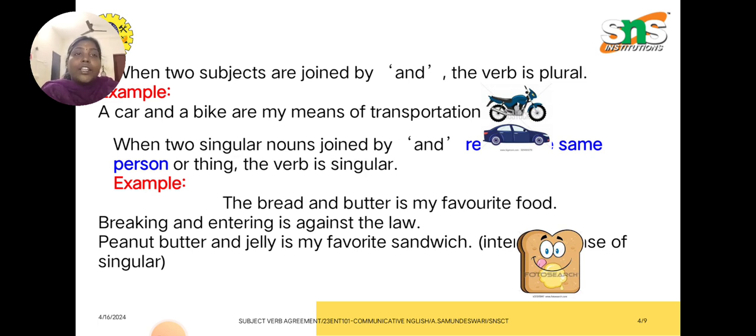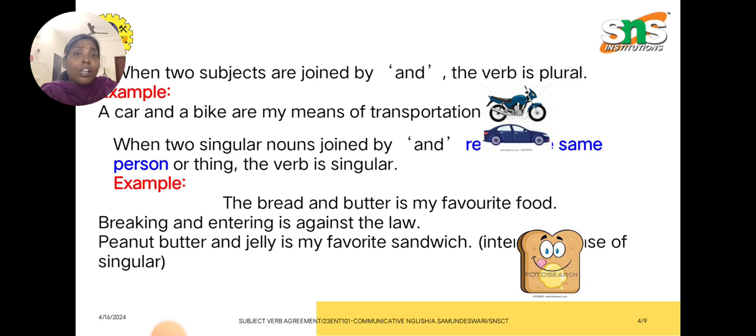And we'll see another rule. When two singular nouns joined by and refer to the same idea, person or thing, there we are supposed to use the singular form of the verb alone. Just look at the examples. The bread and butter is my favorite food. Breaking and entering is against the law. Peanut butter and jelly is my favorite sandwich.